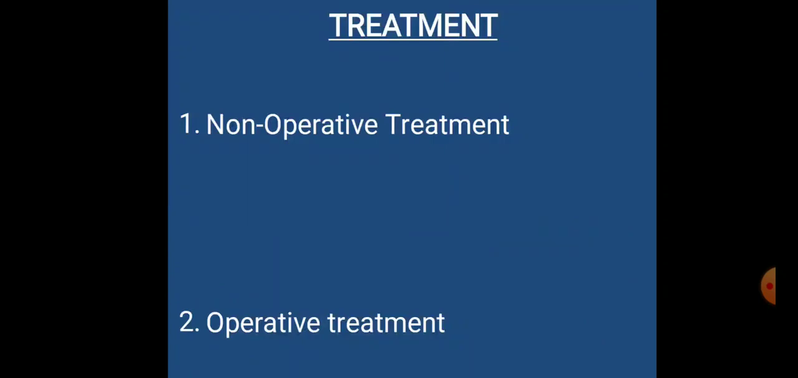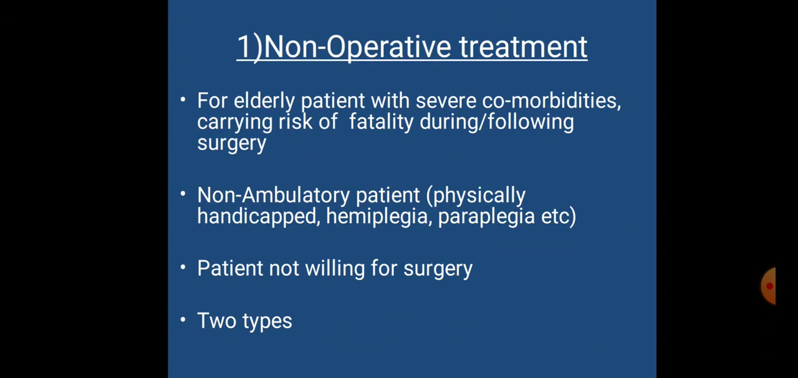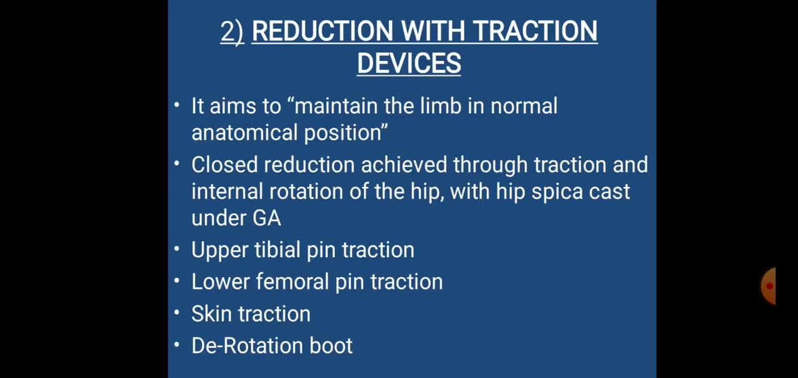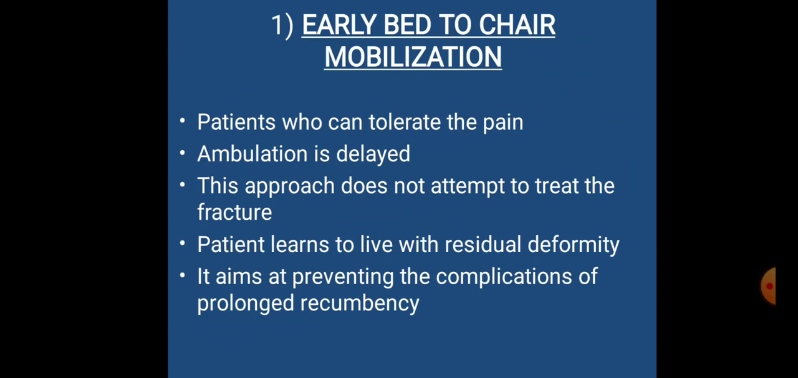Next, coming to treatment. There are 2 types of treatment: non-operative and operative treatment. Non-operative treatment is mainly for the elderly patient with severe comorbidities carrying risk of fatality during or following surgery, or patients who are non-ambulatory, like physically handicapped, hemiplegic, paraplegic patients not fit for surgery. So 2 types. One is early bed to chair mobilization, the other is reduction with traction devices.